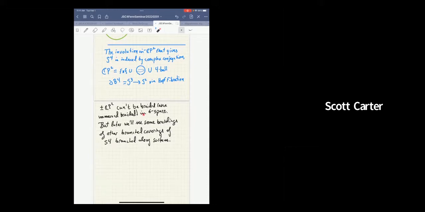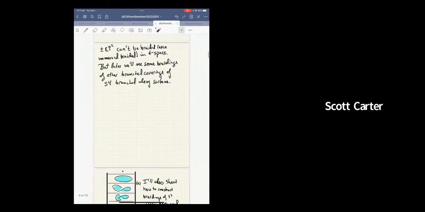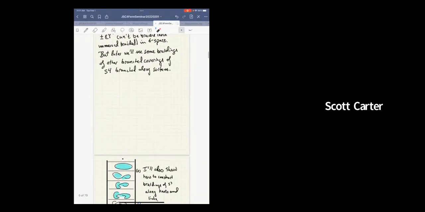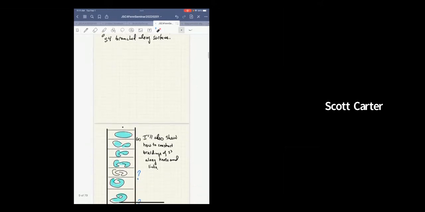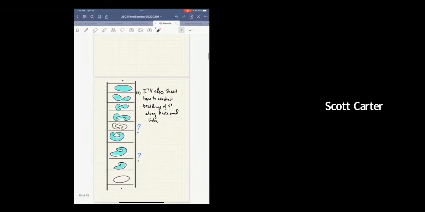And if there's a characteristic class reason for that, later on we'll see a few braidings of other branched covers of S4 that are branched along surfaces, but it can't be done for CP2. And why it can't be done is a bit of a puzzle. I'd like to be able to use these diagrams to try to get the characteristic classes. I'd like to be able to visualize them by means of this.